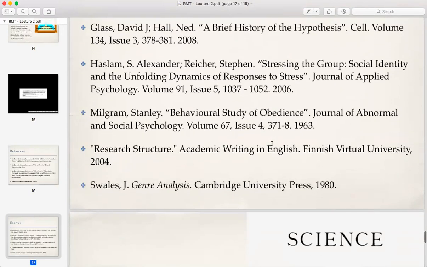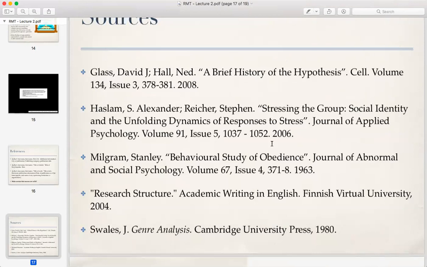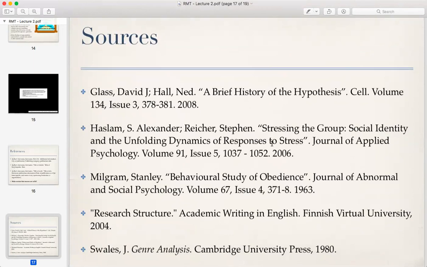And these are my sources for this class, to help guide that process.